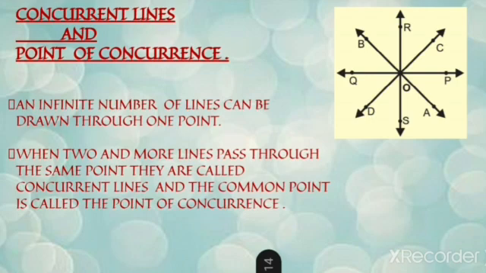So in this picture, you will see that point O, which is at the center, will be called the point of concurrence. And all these lines will be said to be concurrent lines.